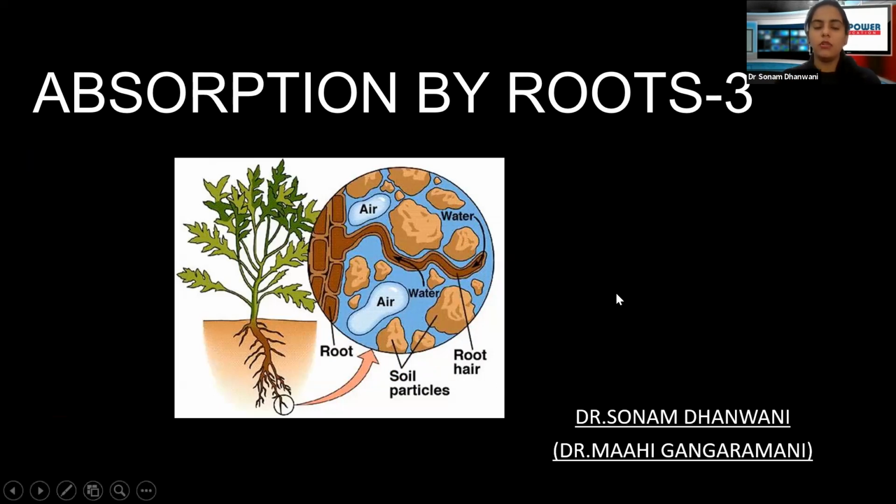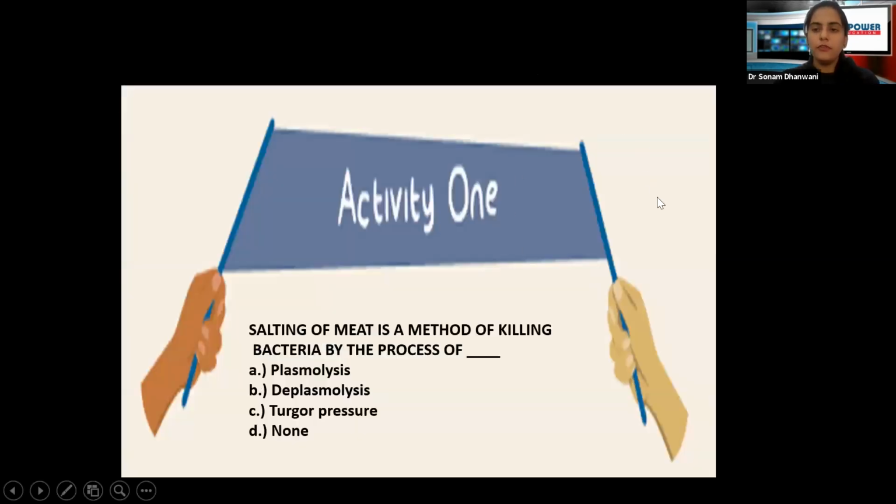So we have dealt with all the basic terms that are needed to make the base for our third session, that is today. So this will probably be the final session of this chapter of plant physiology about absorption of roots. So yes, guys, let's continue. Now, before we move on to today's lecture, there was one activity question that I gave you all in the last class.